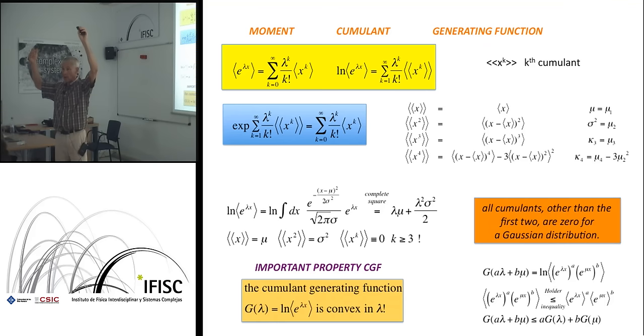Concave is the other one. Convex, I always remember, V from convex, V is like that. So this is the convex function. Not necessarily strictly convex. It could have parts that are linear as well, but it is a convex function. So this is a very important property.